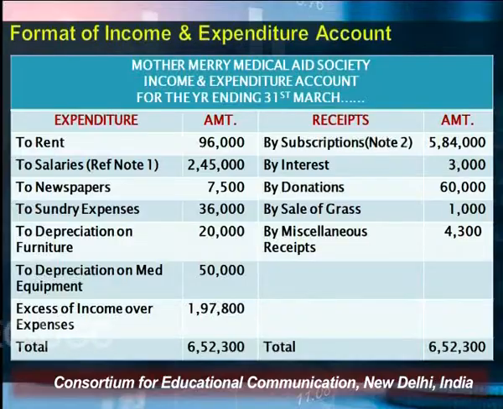And lastly, the last item is sale of grass. Whatever we get, 1,000 rupees in this given case, because again this is a recurring nature item. So the bottom line is that we should be recording only those items which are of recurring nature, right? The organization may be selling grass very frequently. So the sale of grass of 1,000 is shown on the receipt side here. Then the last item is miscellaneous receipts of 4,300. So this would be the last item on the receipt side.